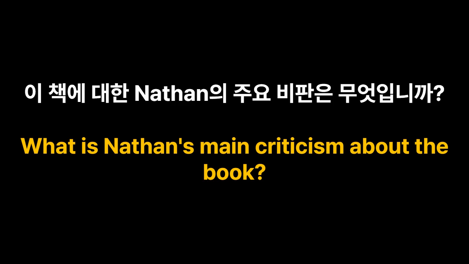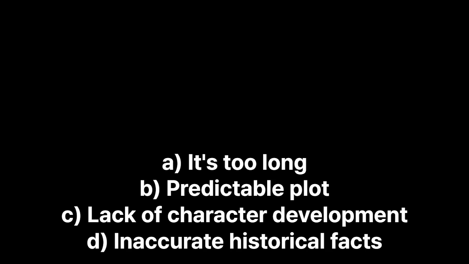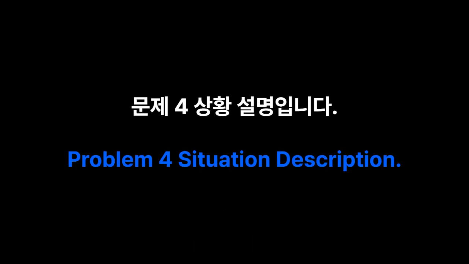What is Nathan's main criticism about the book? A. It's too long. B. Predictable plot. C. Lack of character development. D. Inaccurate historical facts. The answer is B. 문제 4. 상황 설명입니다.